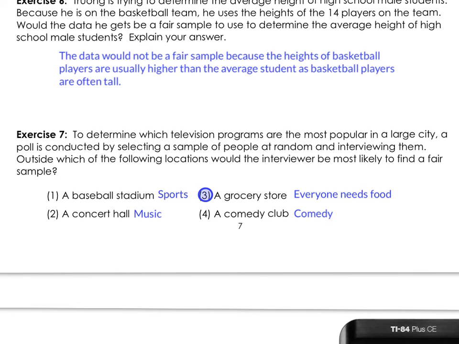So next to these, I just said, if we're talking about a baseball stadium, they probably like sports. You're going to have a lot of people that like sports. A concert hall, people will like music. A comedy club, people like comedy. But a grocery store, since everyone needs food, that's going to be the most random sample that we can choose out of those four.